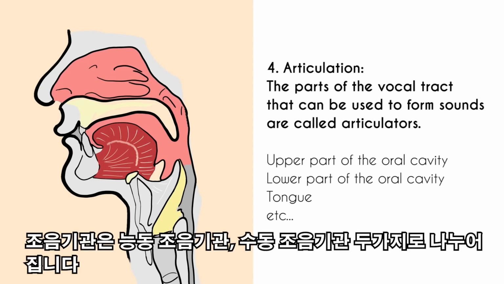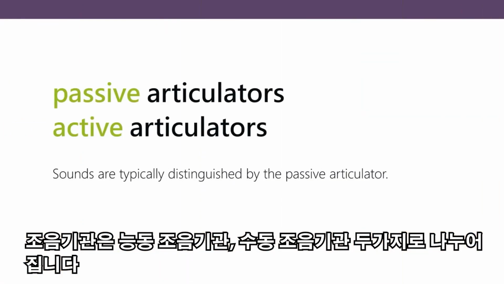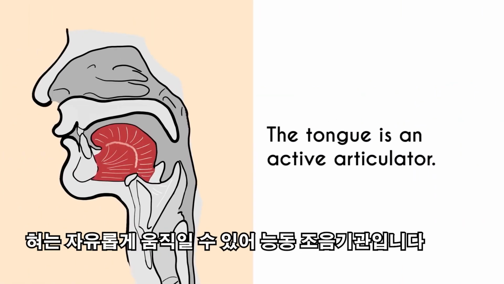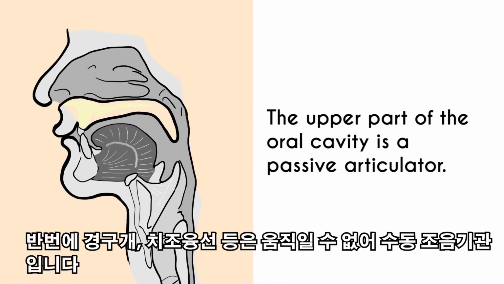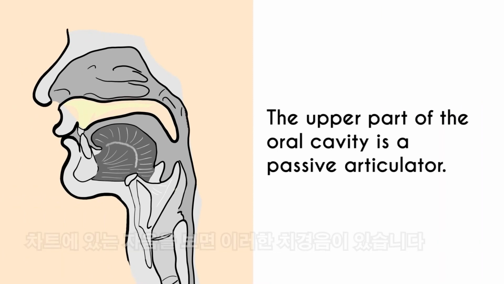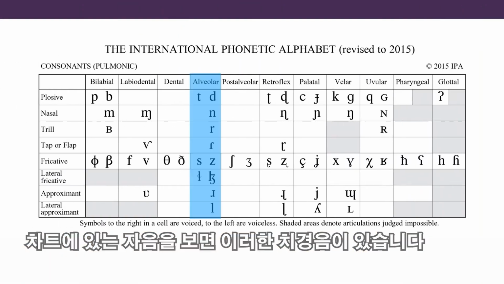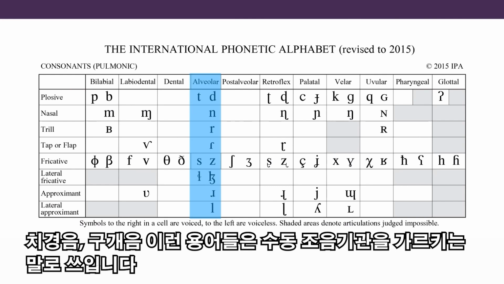Articulators are divided into two groups. They are either passive or active. An active articulator is an articulator that can move. For example, the tongue is an active articulator because it can move. But the upper part of your mouth, for example, the hard palate or the alveolar ridge, is a passive articulator because it cannot move. If you look at the consonants here in the chart, you have these alveolar sounds. So these terms like alveolar, palatal, they refer to the passive articulator.